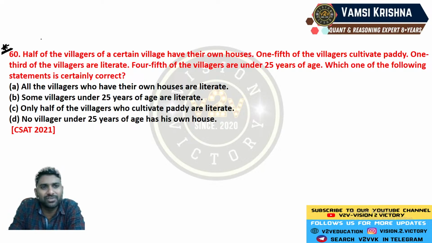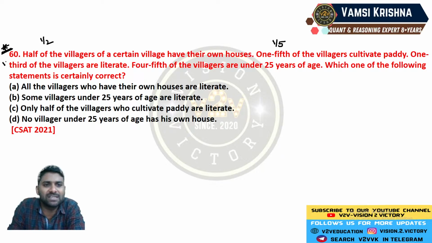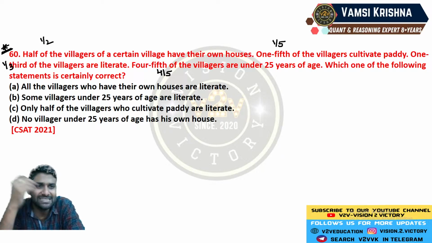Now see the information about the villagers of a certain village: half have their own house, 1/5 of the villagers cultivate paddy, 1/3 of villagers are literate, and 4/5 of villagers are under 25 years of age. According to the data, which one of the following statements is certainly correct? We should identify what exactly follows.